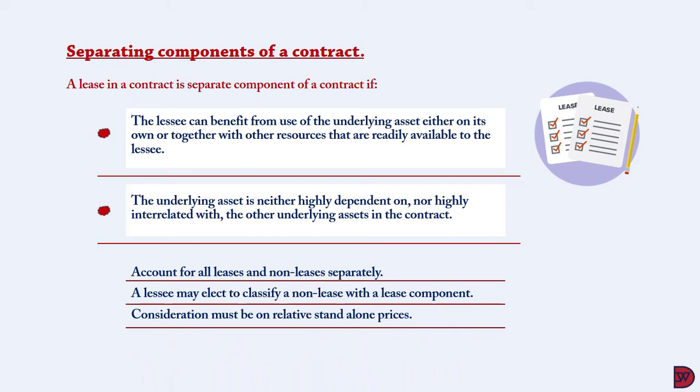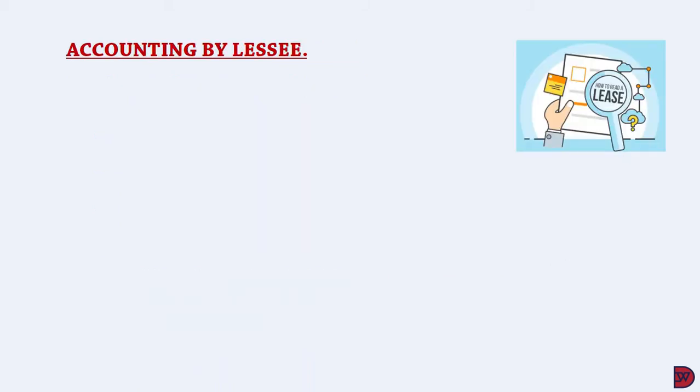The consideration shall be allocated based on the relative stand-alone prices if they are available. It should be estimated if observable prices are not readily available. Okay, so lessors shall allocate consideration in accordance with IFRS 15, that is, revenue from contracts with customers. We move on to discuss accounting by lessee. We first look at the initial recognition.